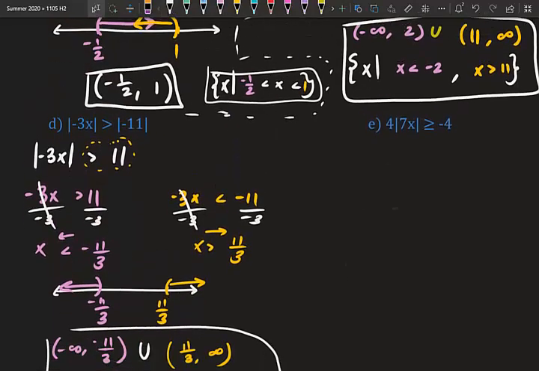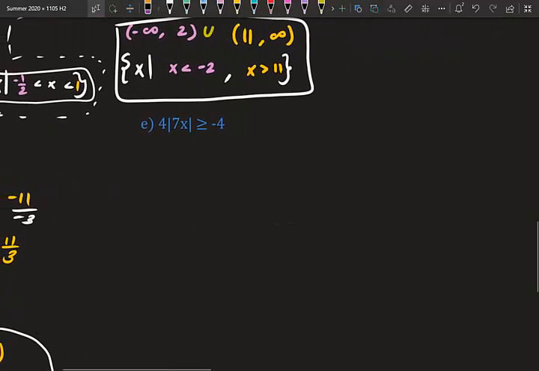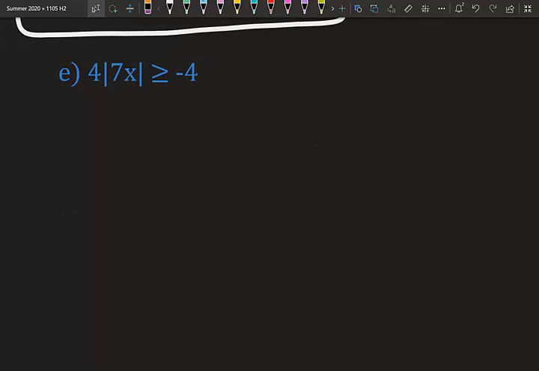Okay, so, part E. Let's isolate. So we're going to divide by 4. And when we do, we have absolute value of 7x is greater than or equal to negative 1. You're like, there's a negative again. This is no solution. Kinda. It's a special equation. I'll give you that. It's special. But it's not no solution.